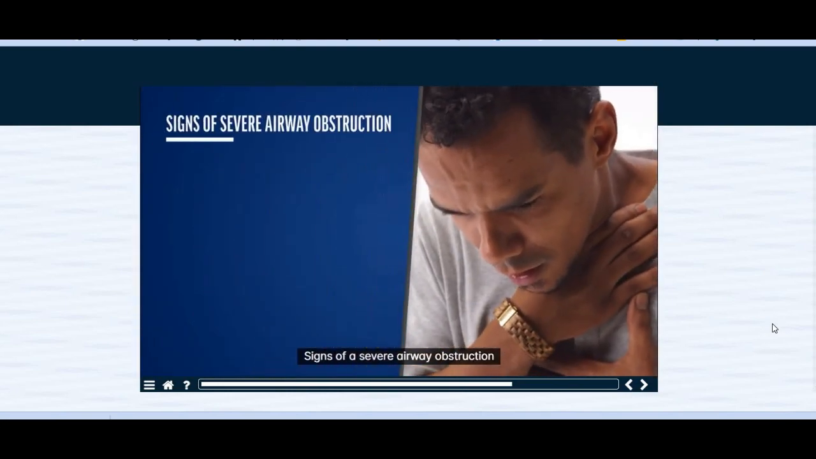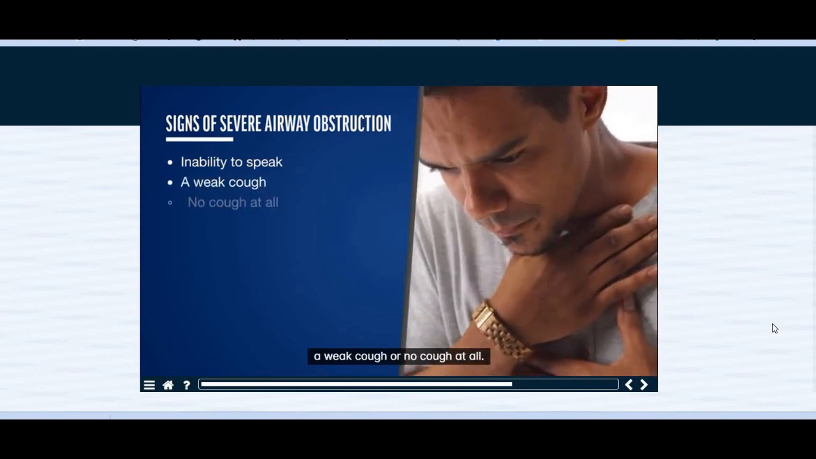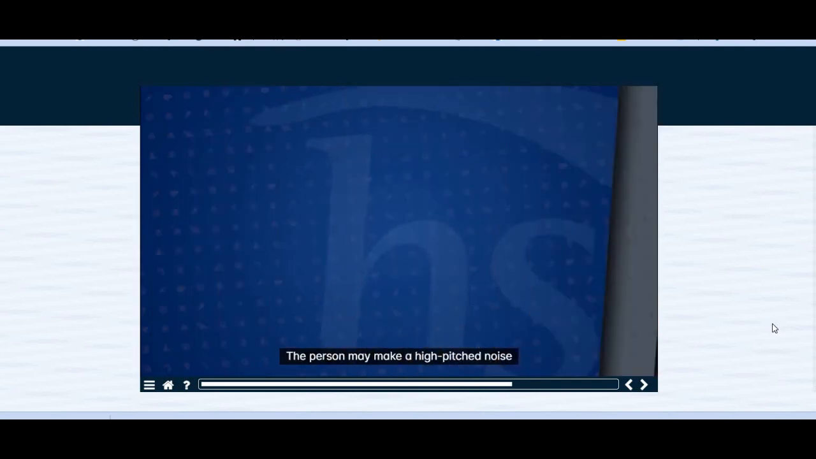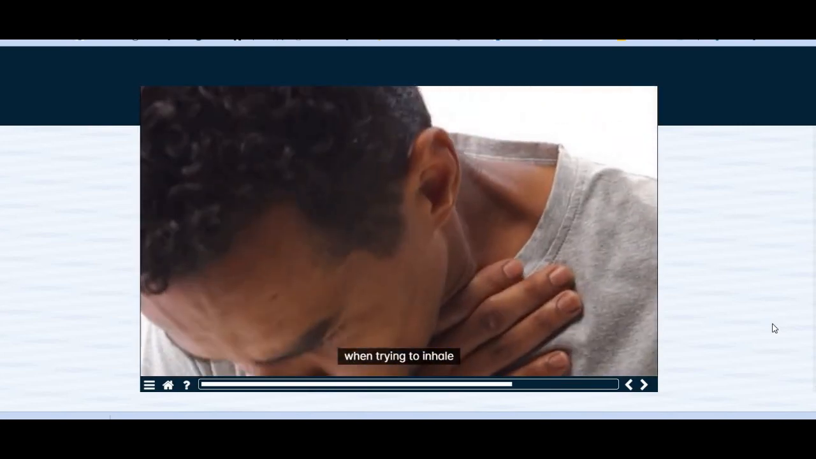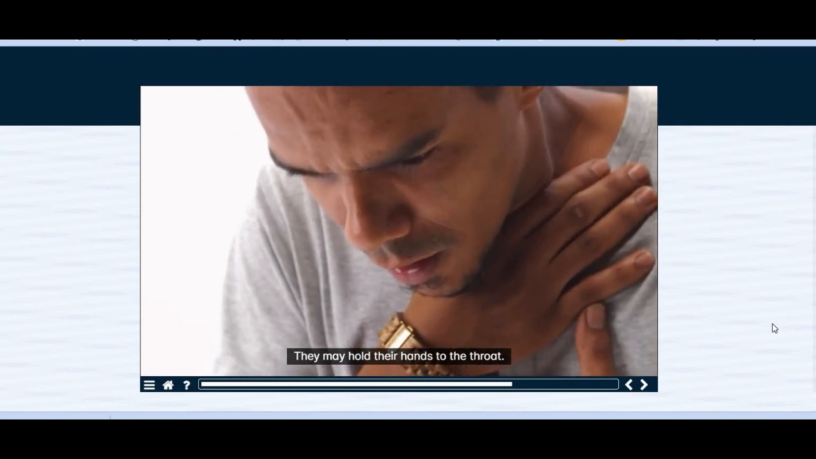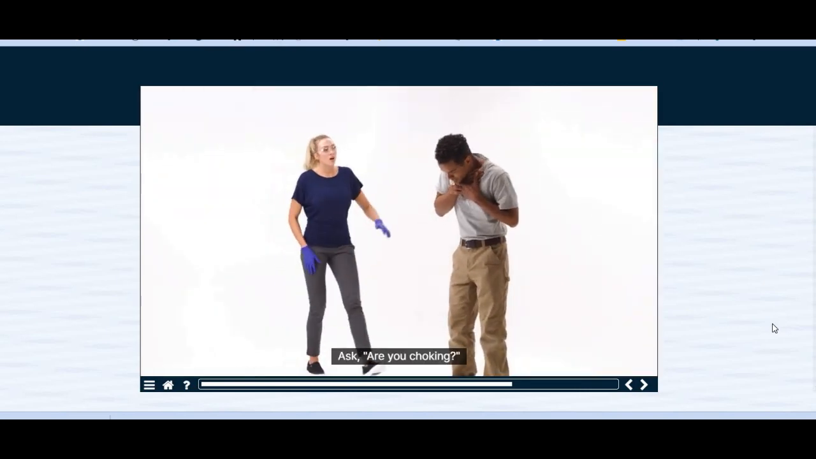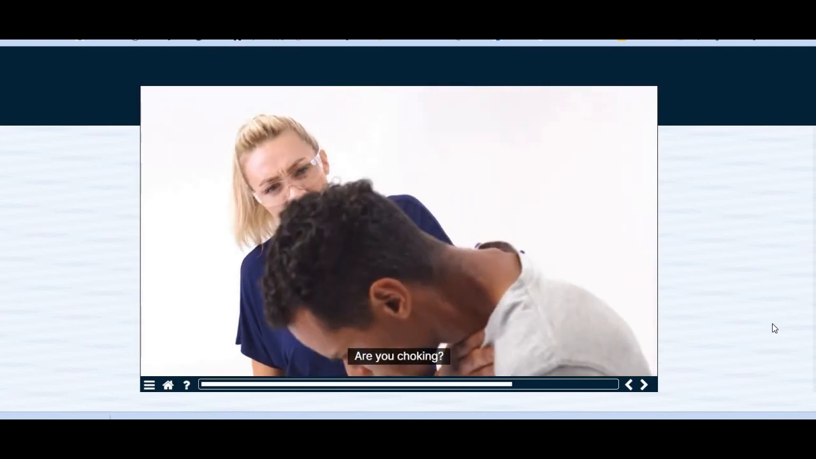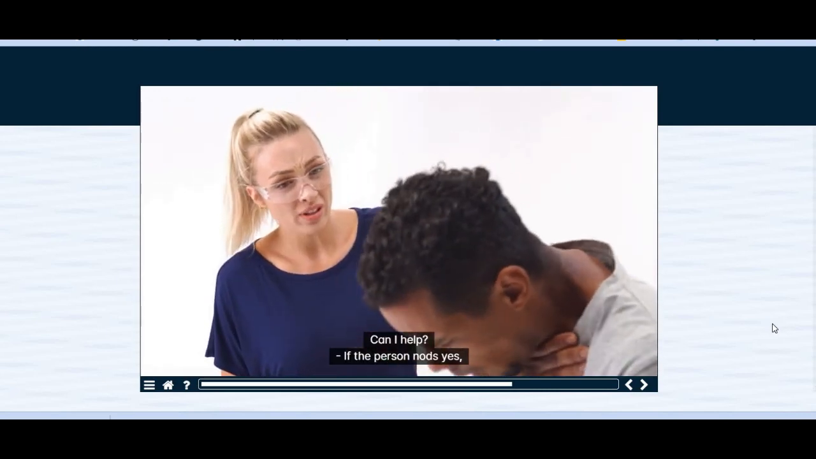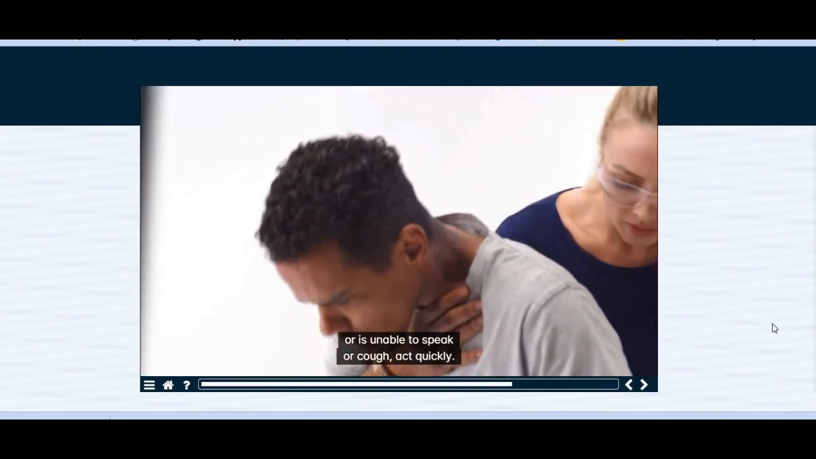Signs of a severe airway obstruction include the inability to speak, a weak cough, or no cough at all. The person may make a high-pitched noise when trying to inhale or make no sound at all. They may hold their hands to the throat. Ask, are you choking? Are you okay? Can I help? If the person nods yes or is unable to speak or cough, act quickly.